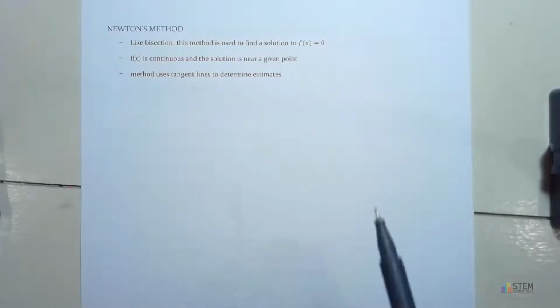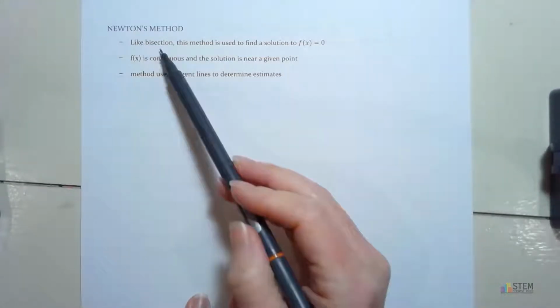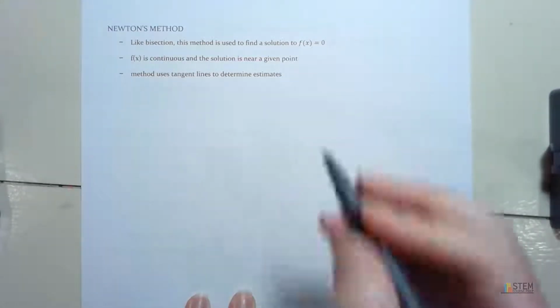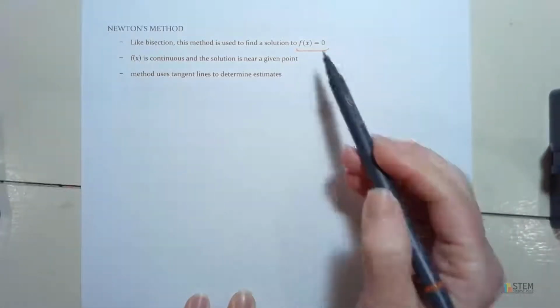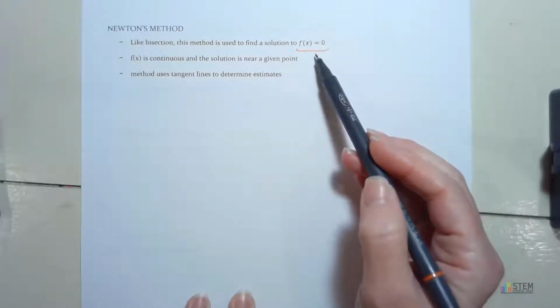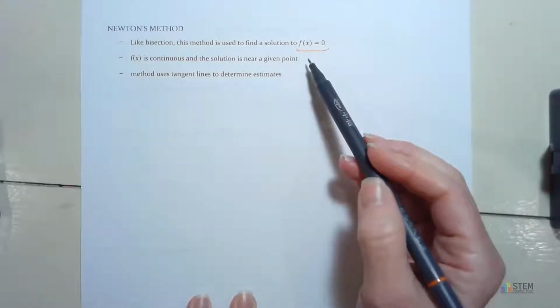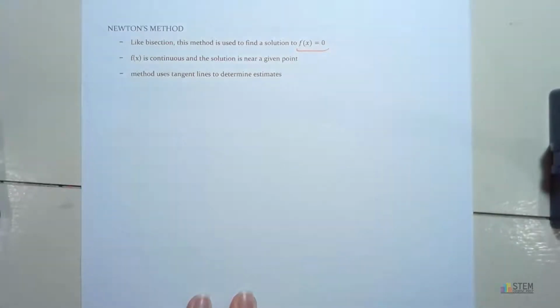Now let's go through the notes here before we go through the actual method. So like the bisection method, this is going to be used to find a solution to this equation. You've got your function of x, you're going to set it equal to 0, and what you're looking for are the places where the function is going to cross the x-axis, where f of x goes to 0. So that's going to find the roots.